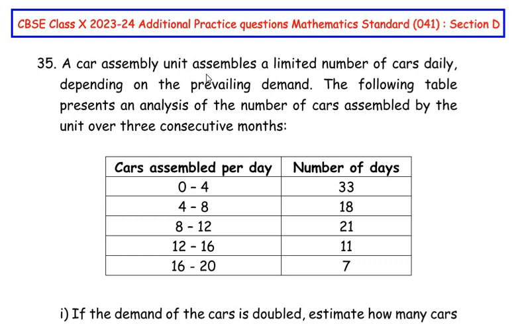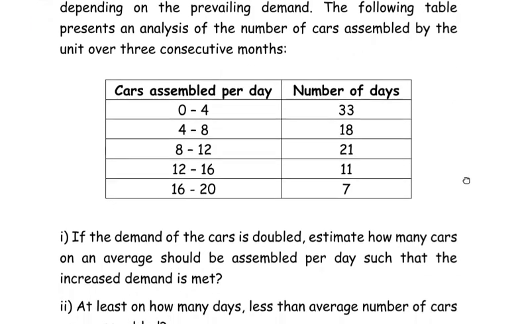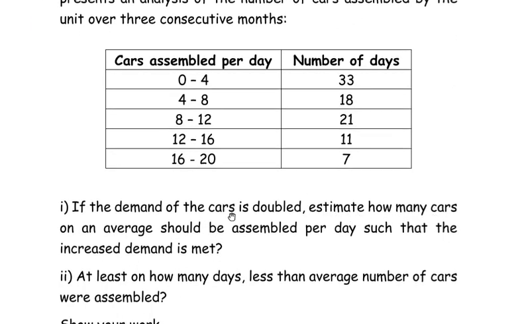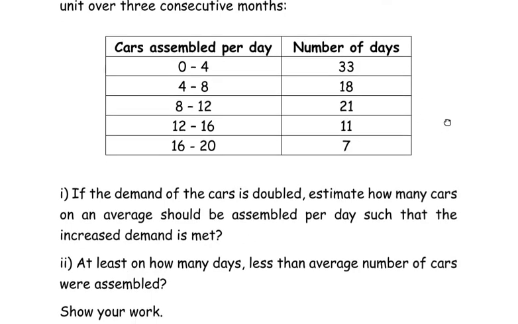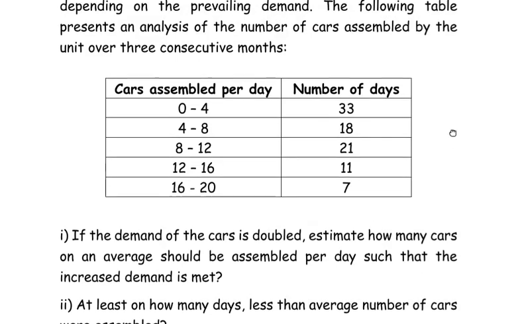A car assembly unit assembles a limited number of cars daily depending on the prevailing demand. The following table presents an analysis of the number of cars assembled by the unit over 3 consecutive months. If the demand of the cars is doubled, estimate how many cars on an average should be assembled per day such that the increased demand is met. And the second question is, at least on how many days less than average number of cars were assembled? Show your work. So let us try to understand the given question.